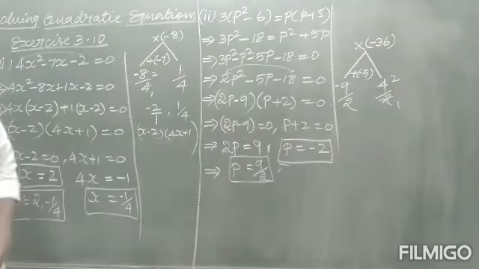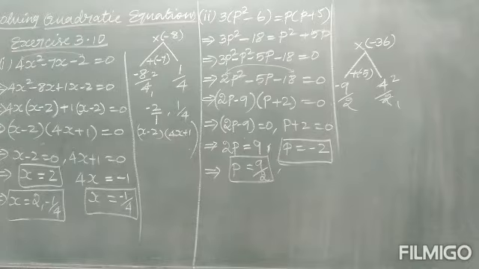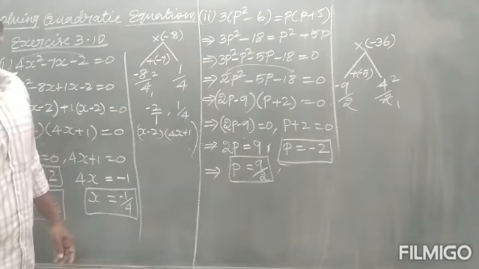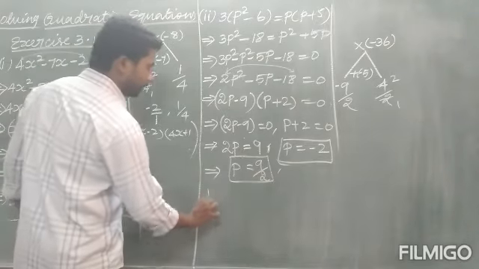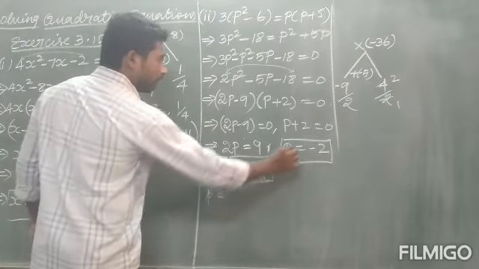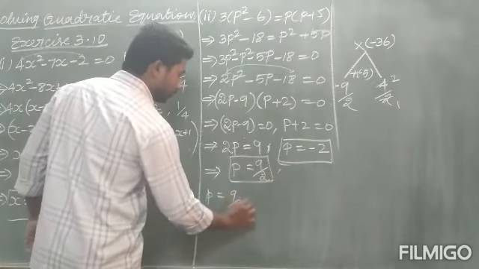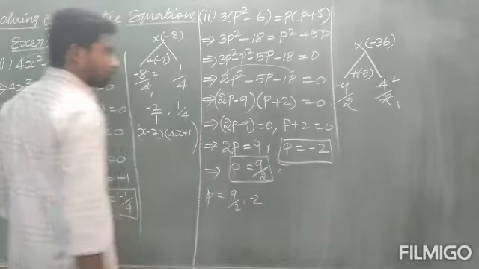Therefore the values of p are minus 2 and 9 by 2. So finally you have to write the answer like p is equal to 9 by 2, comma, minus 2.